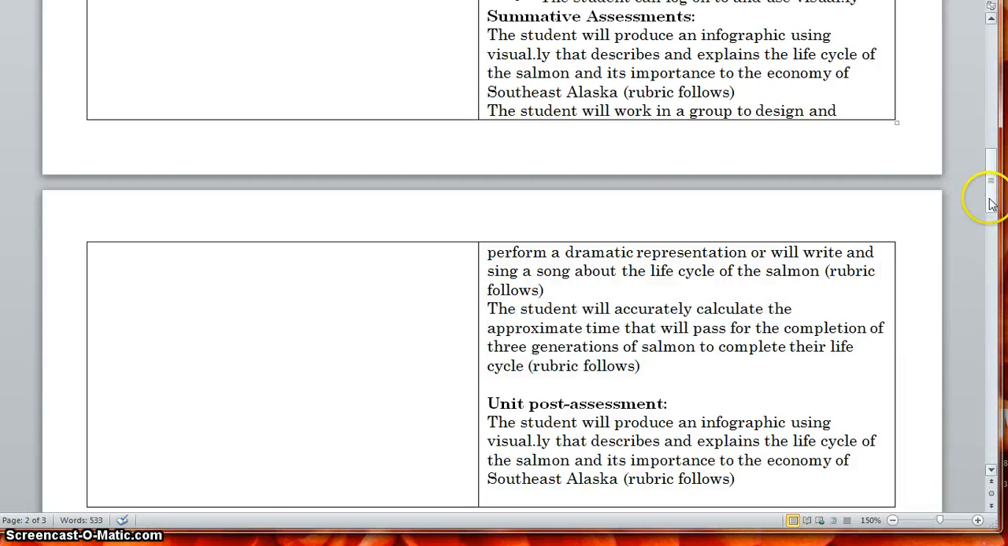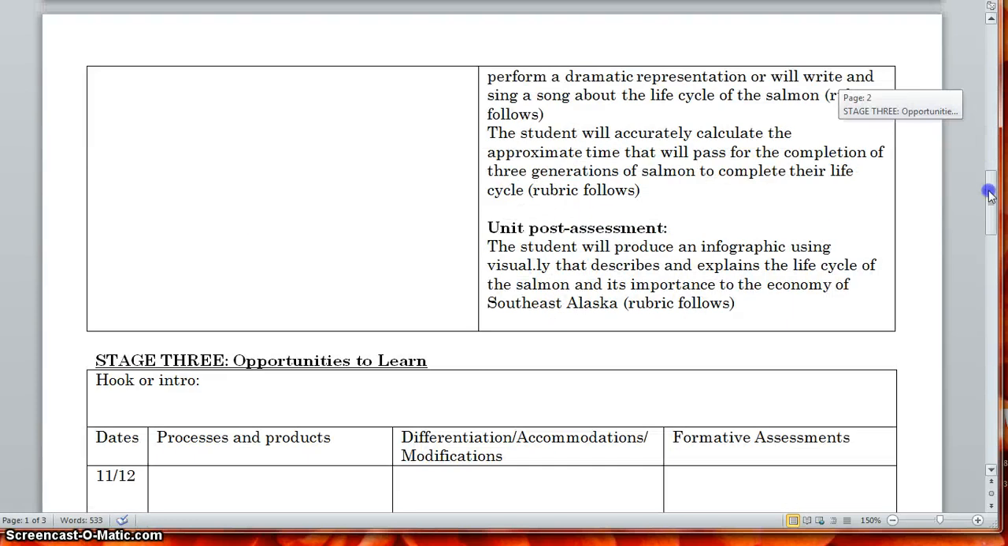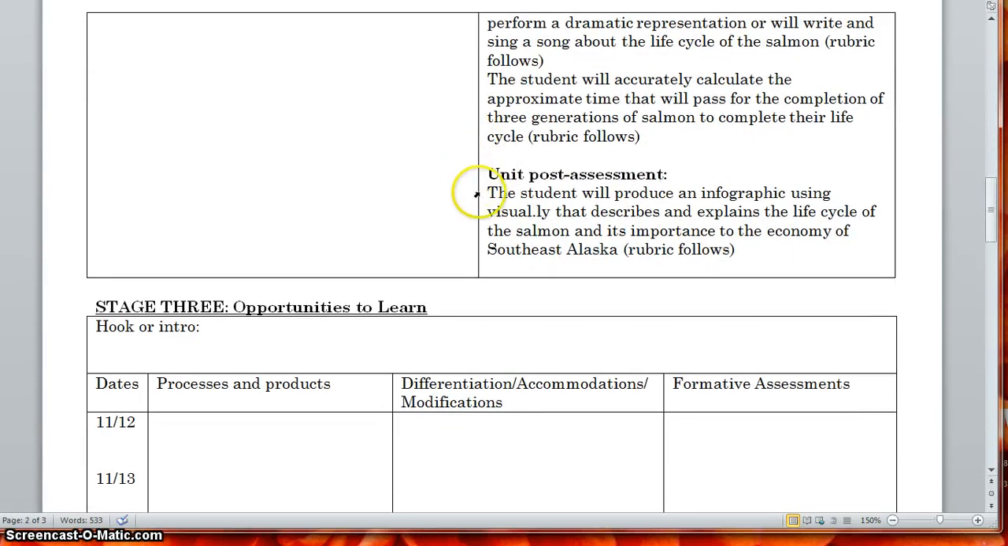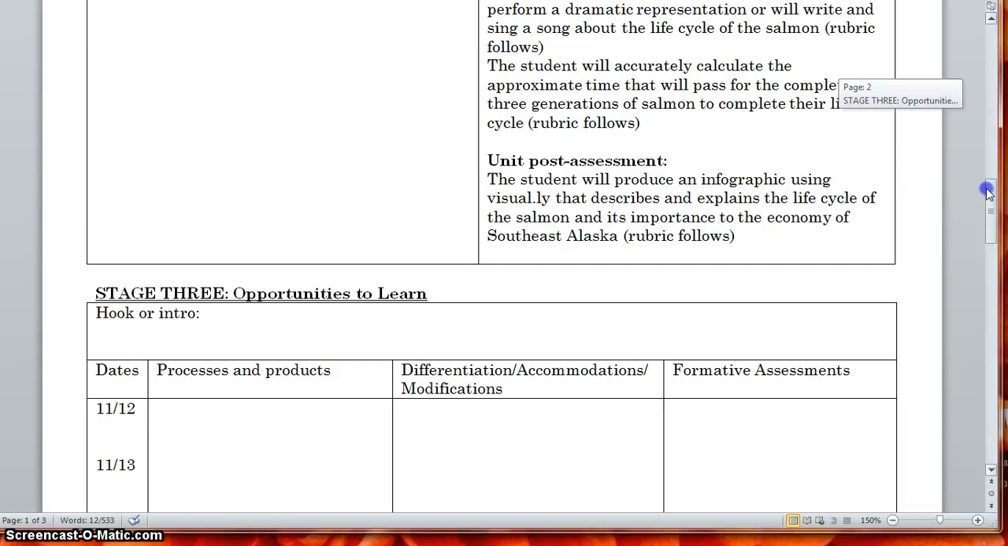Then I have my post-assessment. Remember my pre-assessment was up here. I just had them draw and annotate the life cycle of a salmon. When I get to my post-assessment, I'm going to have them do the infographic that explains the life cycle of a salmon. So I'm assessing the same skills and knowledge. I'm doing it in different ways, but what I'm assessing is exactly the same. The how of the assessment can change. The what of the assessment needs to stay the same as far as your pre and post assessment.